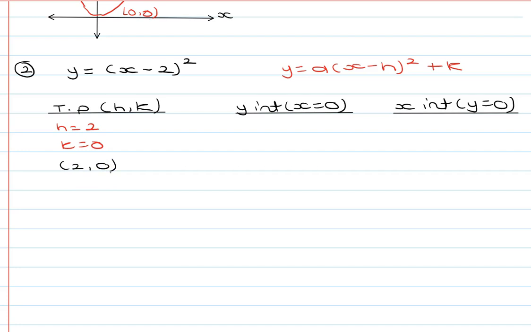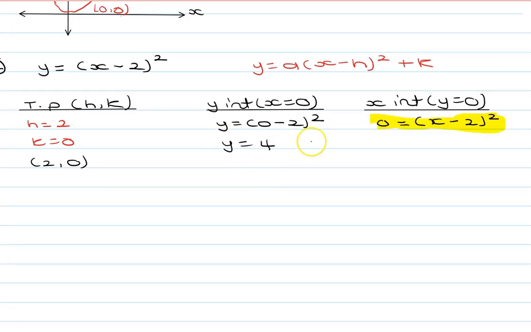Next, let's look at the y-intercept. So the y-intercept happens when x equals 0, so we're going to substitute x equals 0 into our equation. 0 minus 2 squared, minus 2 squared is 4, so our y-intercept is at 4. Once you've found the y-intercept, you then consider the x-intercept. But let's have a look.